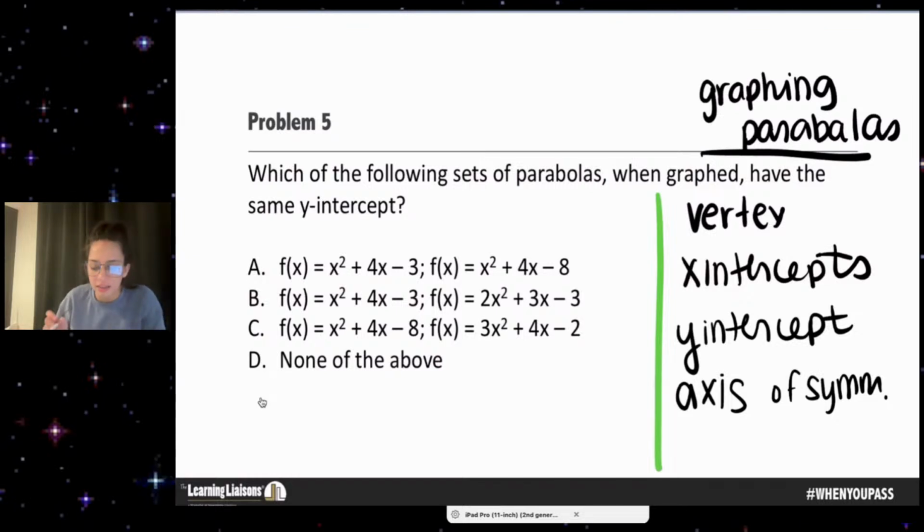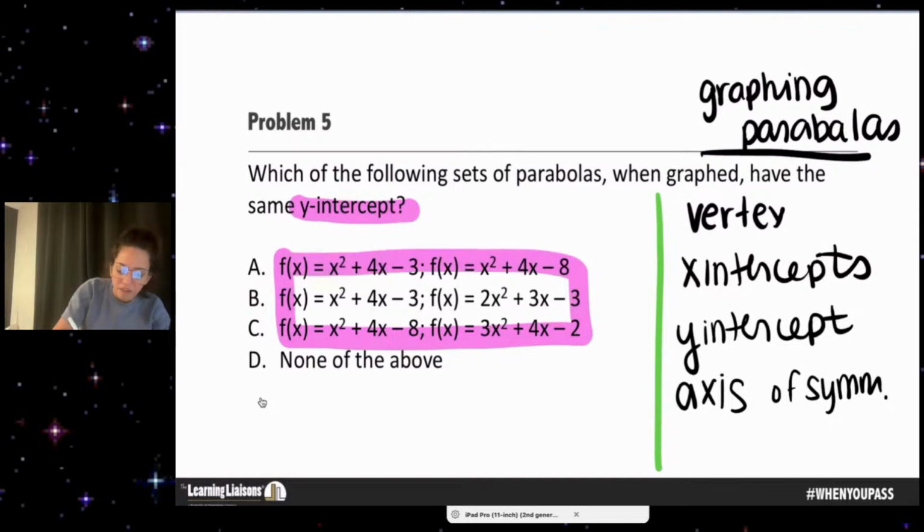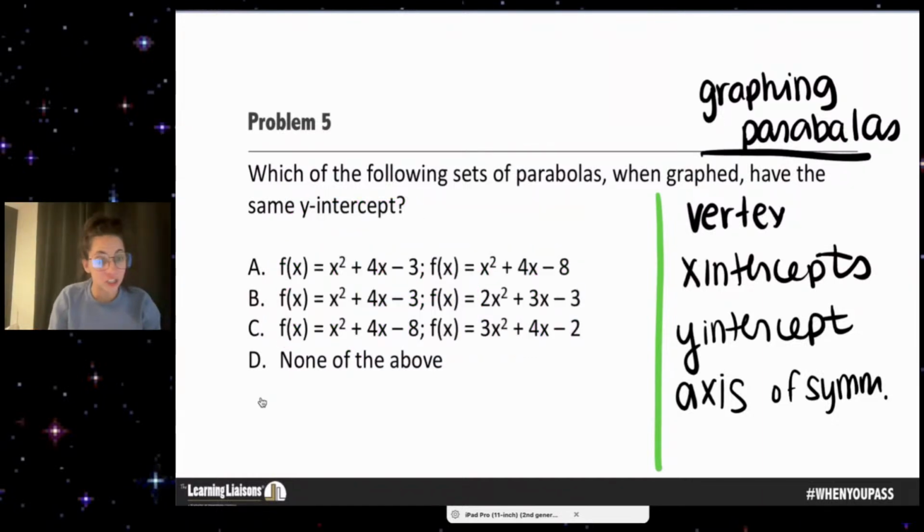So when we're looking at this, when graphed have the same y-intercept. Y'all, there's no reason to graph these because we're only looking for the y-intercept. So yes, it says when graphed, but it would take forever to graph 6 parabolas. So we're not going to. We're only going to look for the same y-intercept.